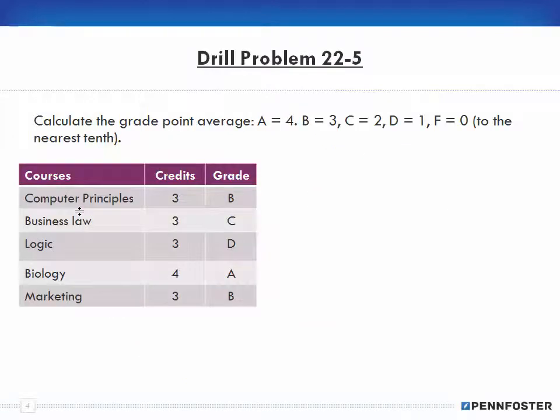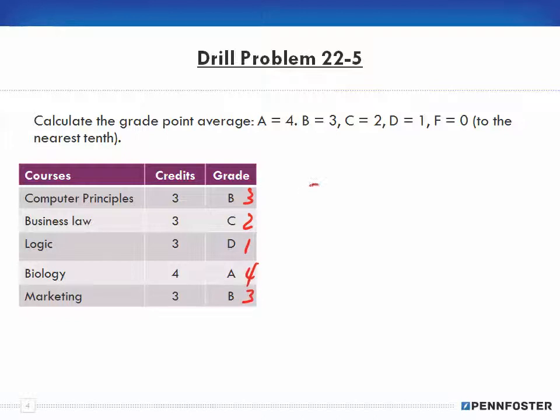Okay, 22-5. Calculate the grade point average. A is a 4, B is 3, C is 2, D is 1, F is 0, to the nearest tenth. So calculating the grade point average, because we're talking about credits, even though this says grade point average, this is like a weighted average. So for the grades, a B is worth 3, a C is worth 2, a D is worth 1, and A is worth 4, and the B is worth 3.